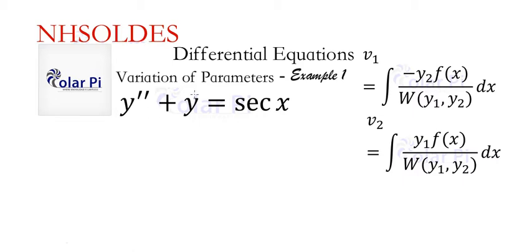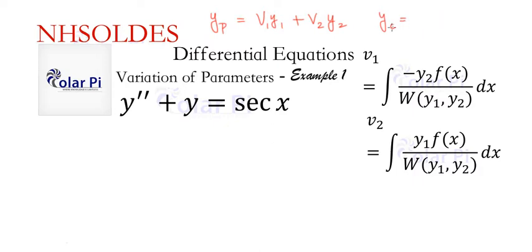So let's see it at play. What it does is it helps us find a particular solution, right? Let's say the particular solution is called yp. Then we're saying that yp will equal some v1 times y1 plus v2 times y2, v1 and v2 given by these two integrals, and y1 and y2 being the complementary solutions, right?